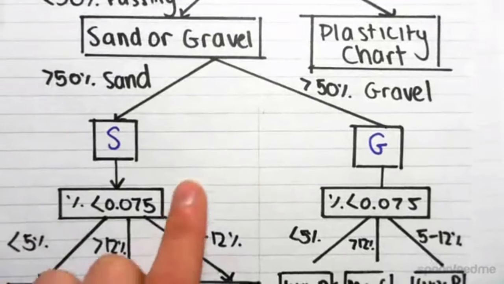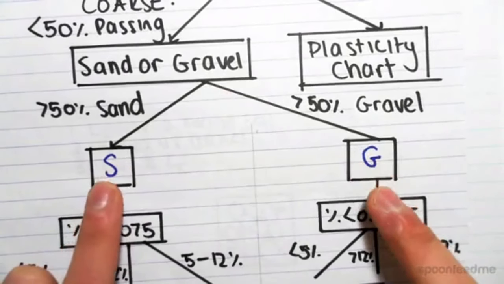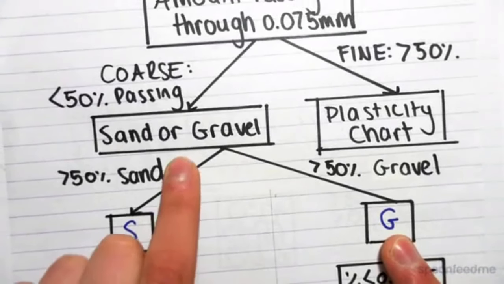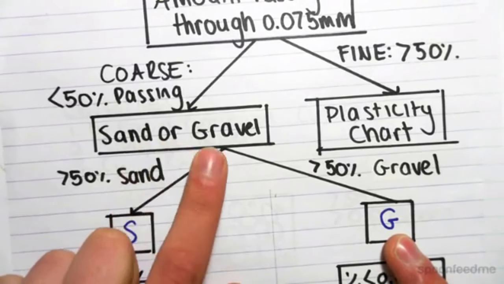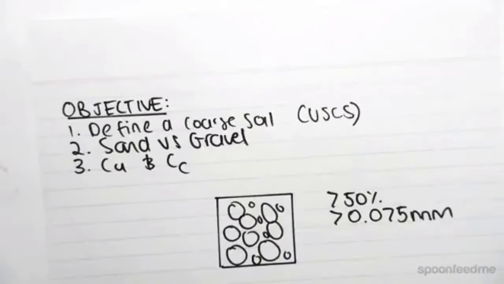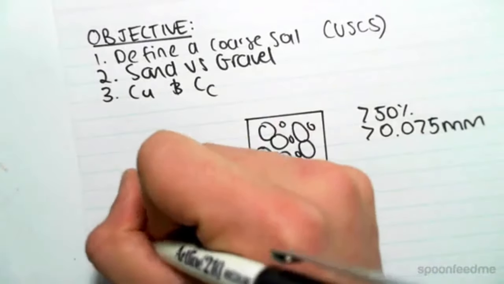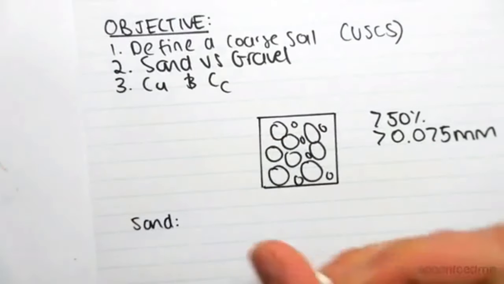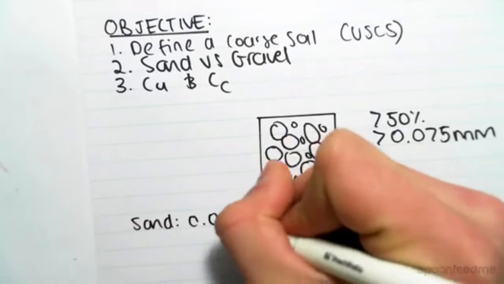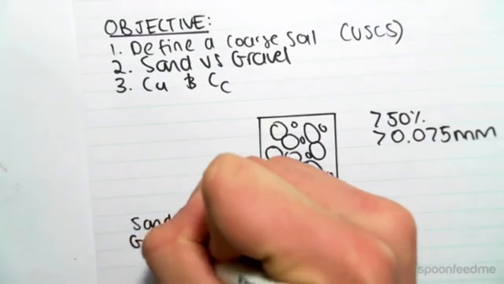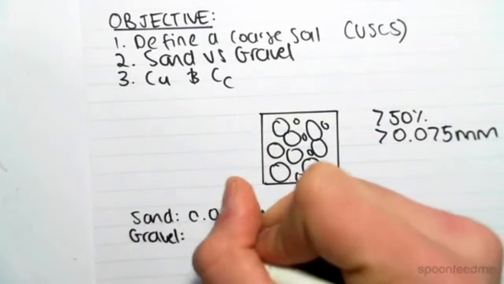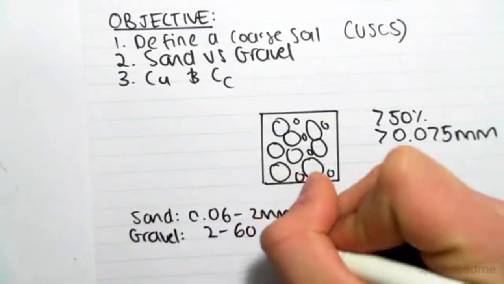The next point in our flowchart splits us between a sand and a gravel. So what it's saying is, the majority of what is retained, is that a sand or a gravel? Okay, so we need to know the spectrums of sand and gravel. A sand has particle sizes 0.06 to 2 millimeters. So we saw this in the first video, I'm just recapping it. And a gravel has particle sizes 2 to 60 millimeters.